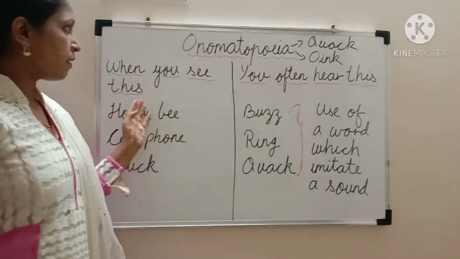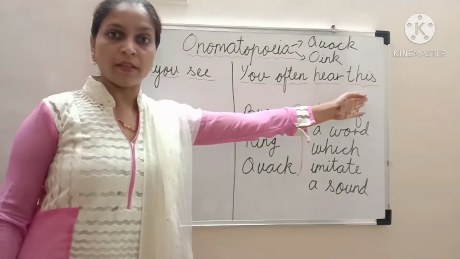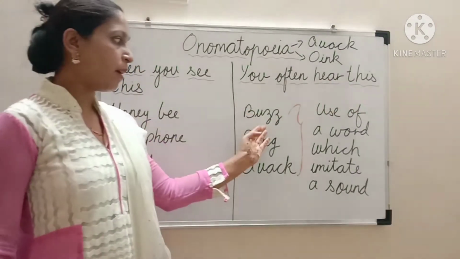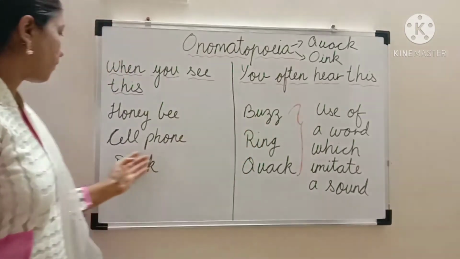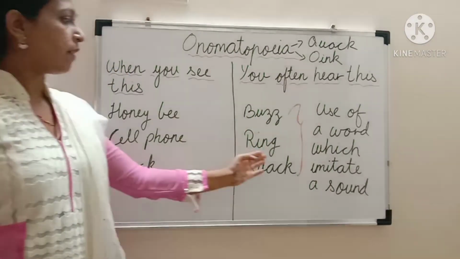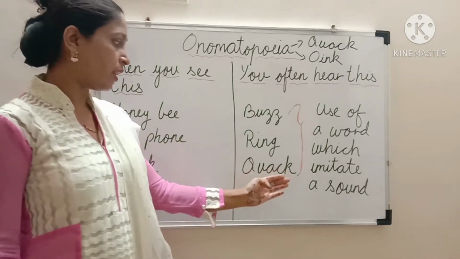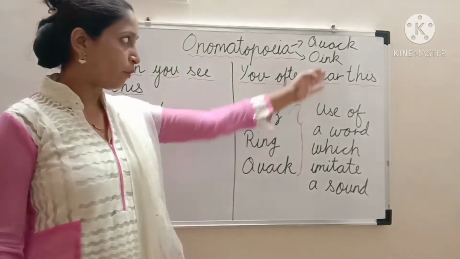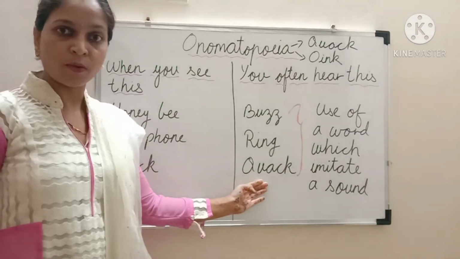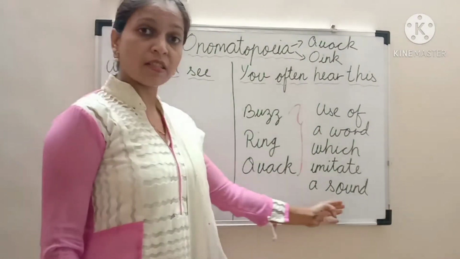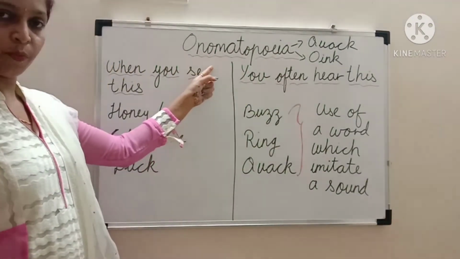When you see this, you often hear this. Honeybee. What sound does a honeybee make? Buzz sound. Cell phone. It rings, isn't it? Duck. What is the sound of the duck? It is quack. We have already seen it in the poem. Quack is the sound of a duck. So a word which imitates a sound is onomatopoeia.